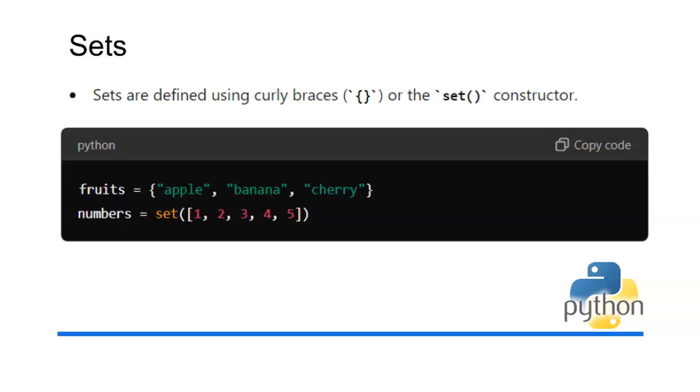Unordered means that the items in a set do not have a defined order. Set items can appear in a different order every time you use them, and cannot be referred to by index or key.